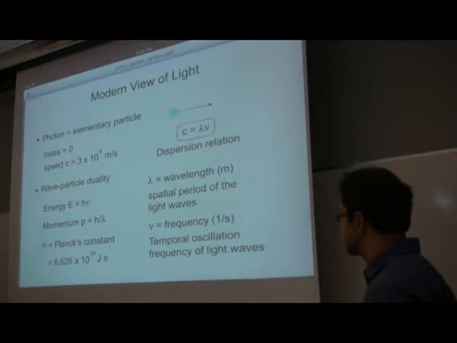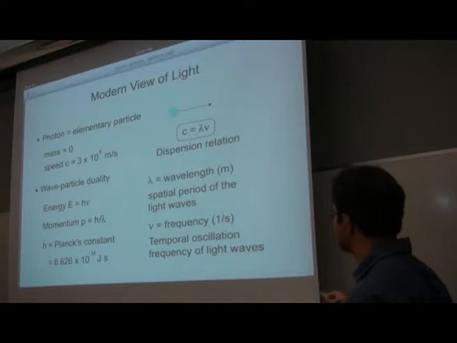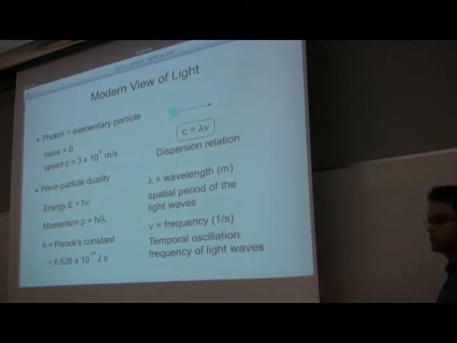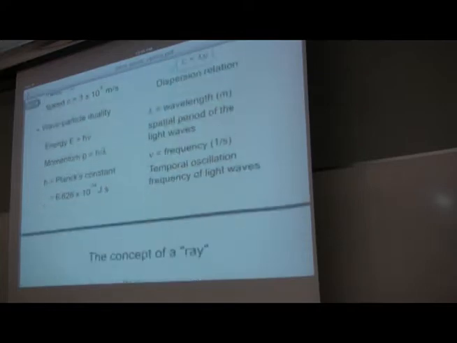Okay, Planck's constant is that. You've seen that before. Wavelength is in meters, the spatial period of the light waves. Frequency is 1 over seconds, the temporal oscillation. Remember, light waves are electromagnetic fields that change with time. Electric and magnetic fields are coupled, but they change with time, and the rate at which they change with time is frequency. We saw that before.